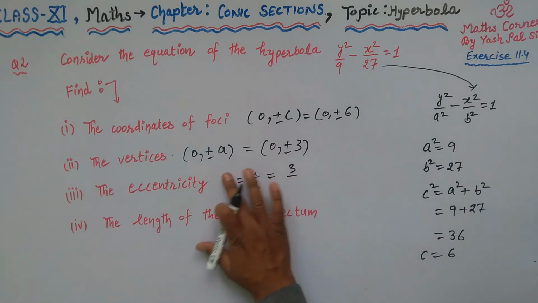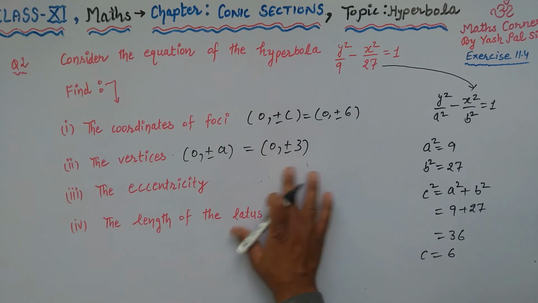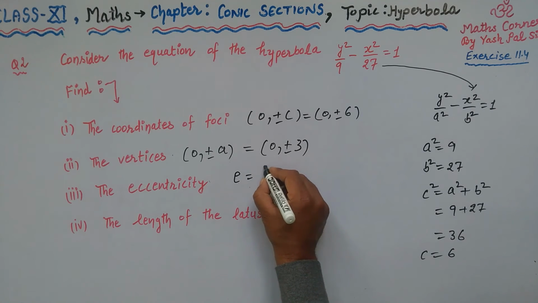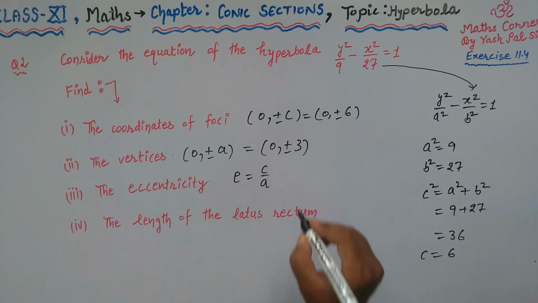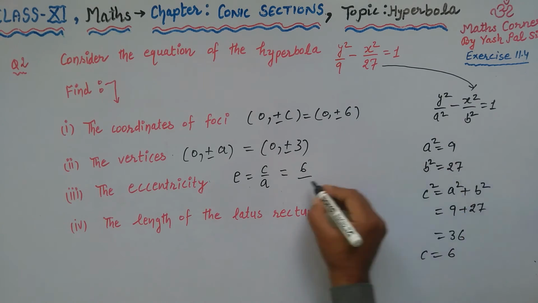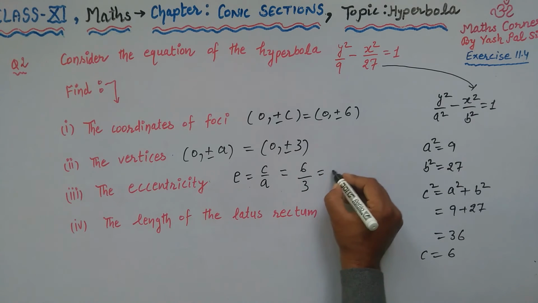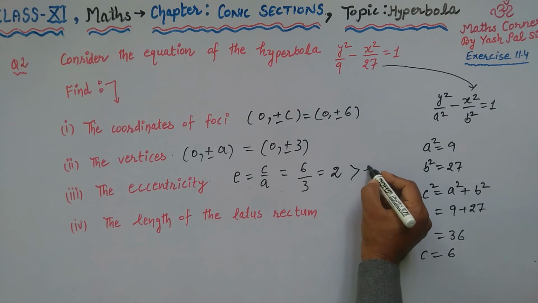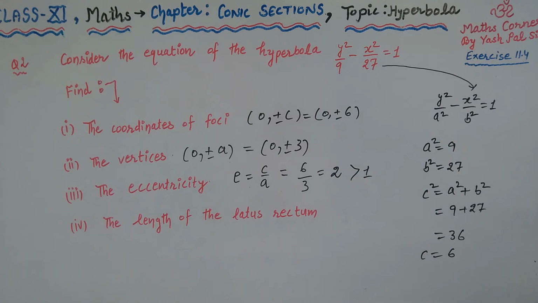By mistake I am writing here. What is eccentricity? The formula is eccentricity is equal to c upon a. So here what is c? This is 6. What is a? This is 3. So 6 upon 3 is 2. Eccentricity is 2, which is greater than 1. Okay, so this is the eccentricity.